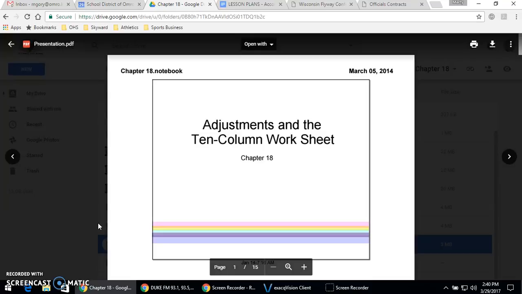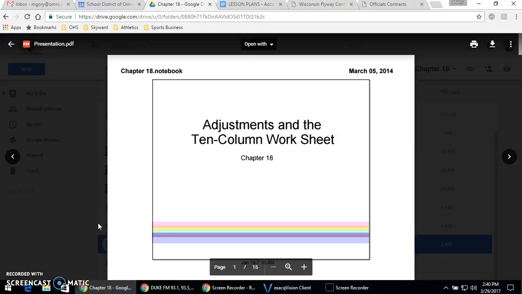Chapter 18 begins with the end of the fiscal period activities, beginning with the adjustments and the 10-column worksheet. What you'll notice is that this worksheet is going to be larger and is going to contain more data in regards to our financial records than what you experienced when we did sole proprietorship accounting way back in the first chapter, first time through the accounting cycle.